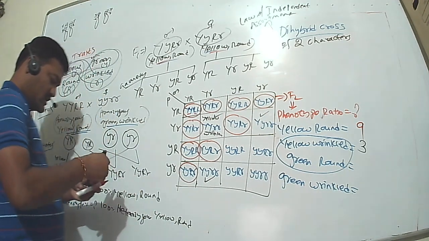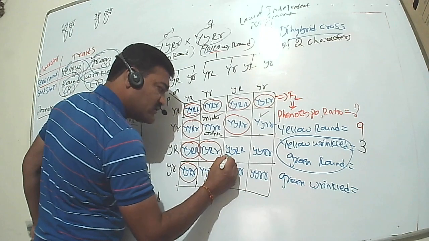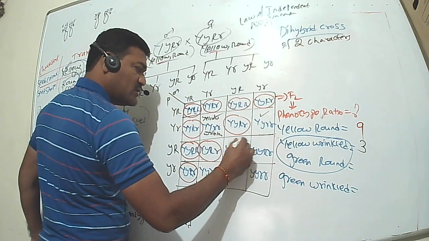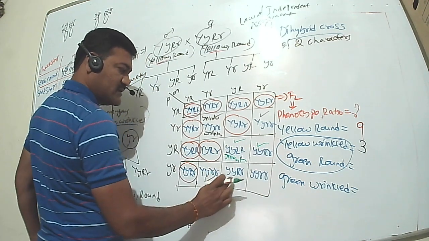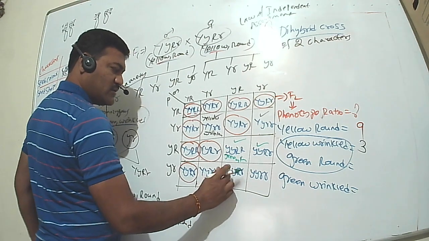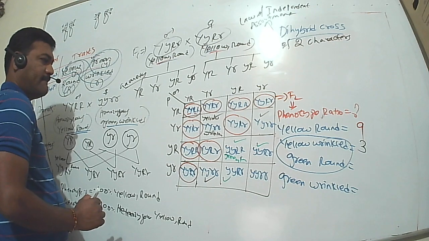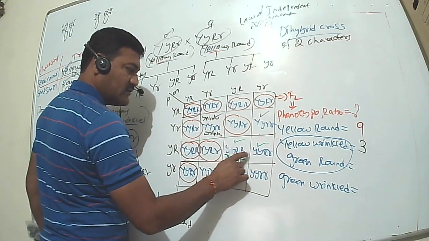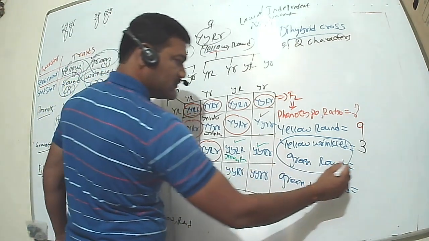Now tell me, what are these? Small y is green, and capital R is round. So this is yellow round. And this one is also yellow round. And this one is also yellow round. So 1, 2, 3. I'm sorry. Small y is green and round. This green round. So 3 green round.